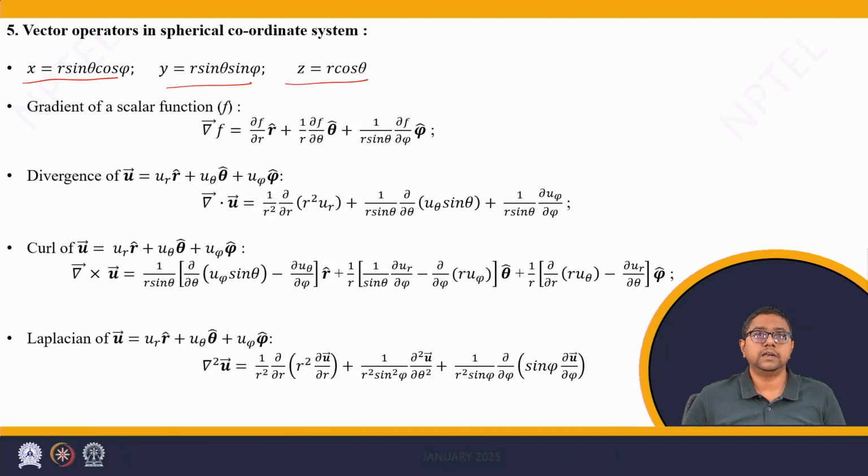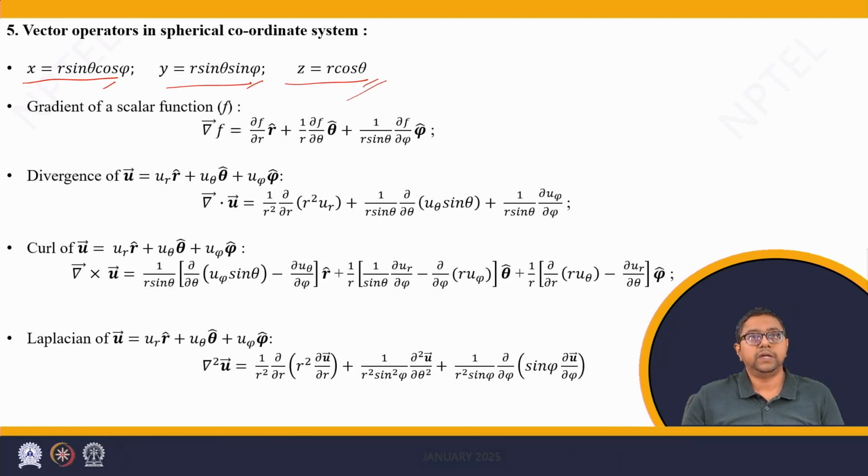First, let us look at the relation between Cartesian coordinates and the spherical coordinates as given here. So x is equivalent to r sine theta cos phi, y is represented by r sine theta sine phi, and the z coordinate in Cartesian can be represented by r multiplied by cosine of the polar angle theta.